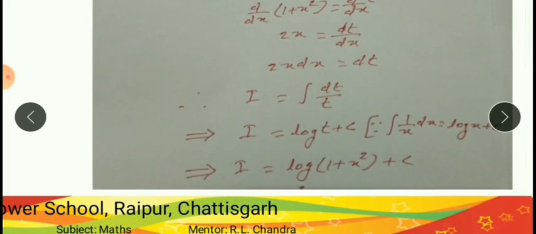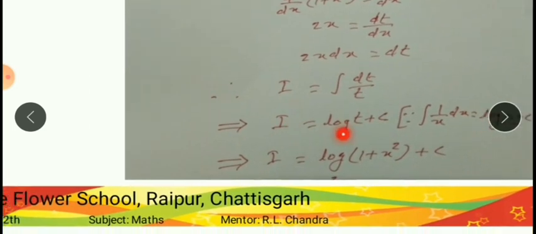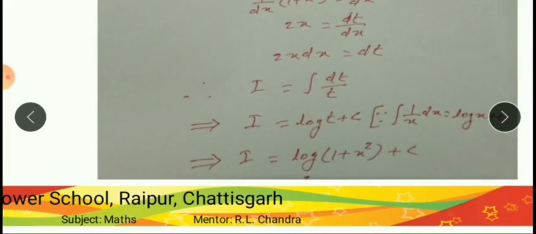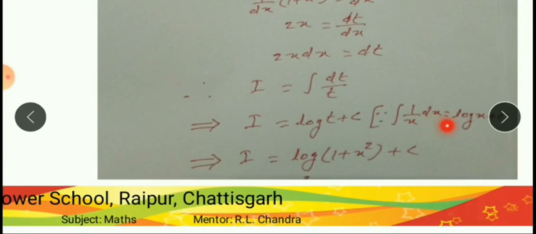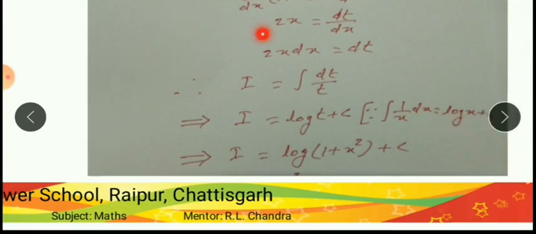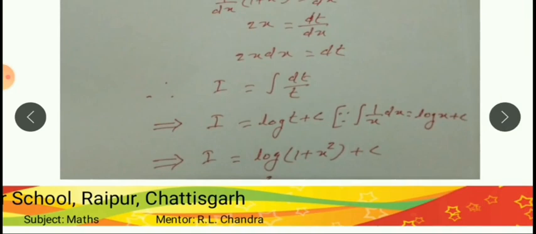Hence, I is equal to the integral of dt upon t. I is equal to log t plus c, as we know the formula integration of 1 upon x is equal to log x plus c. Substitute the value of t. I is equal to log of 1 plus x square, plus c.